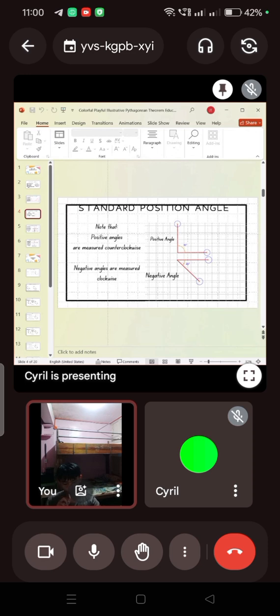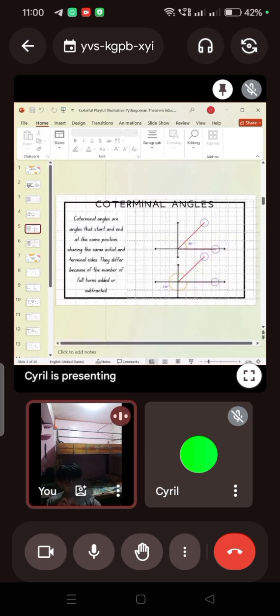Next, we move on to coterminal angles. These are angles that share the same starting and ending sides, but differ by the number of full turns they make. For example, a 45-degree angle and a 405-degree angle are coterminal because 405 degrees is 45 degrees plus one full turn. Likewise, a negative 315-degree angle is coterminal with 45 degrees because it's 45 degrees minus one turn.